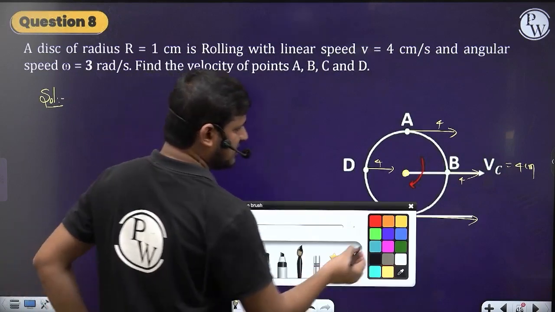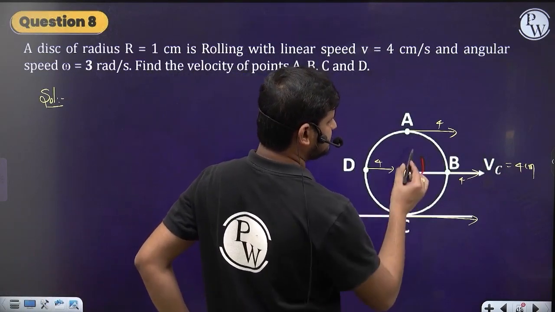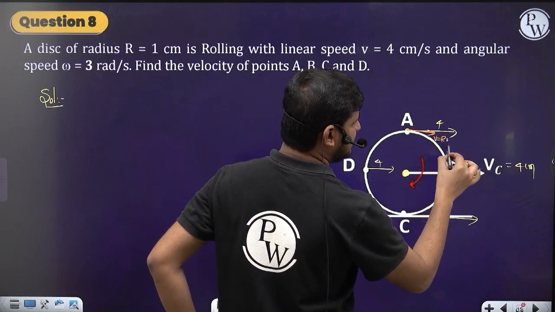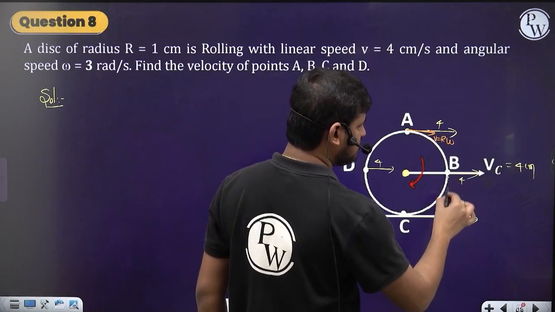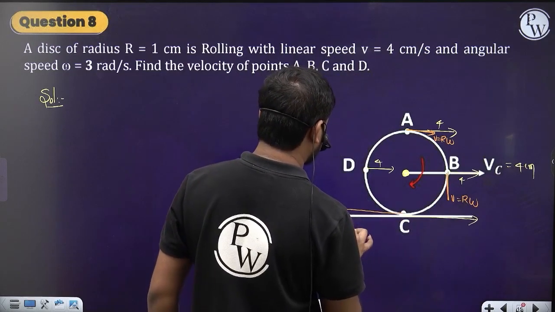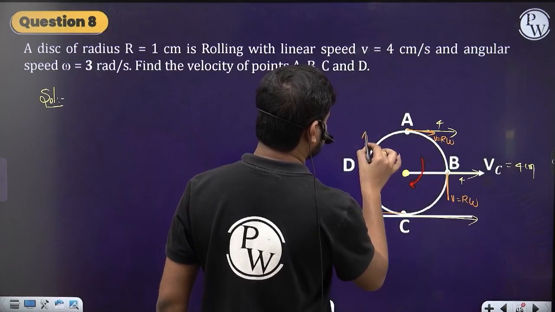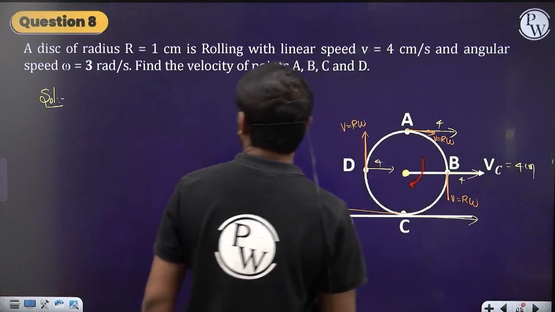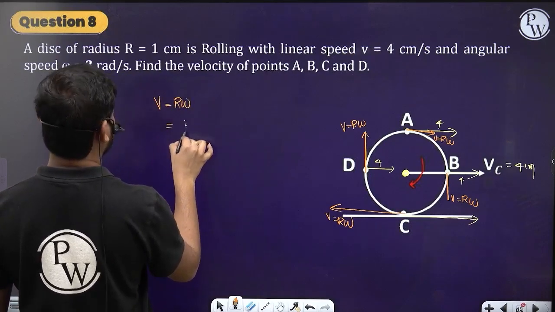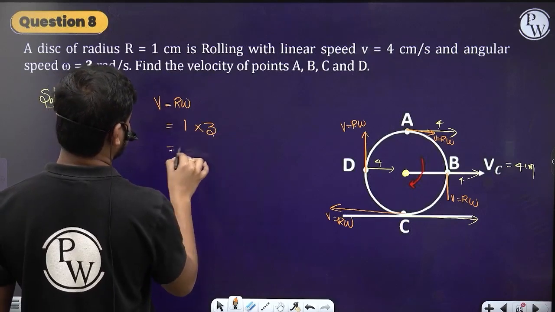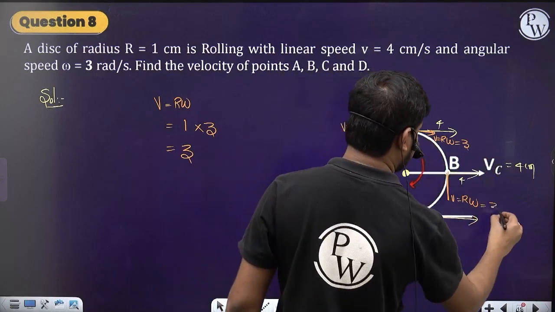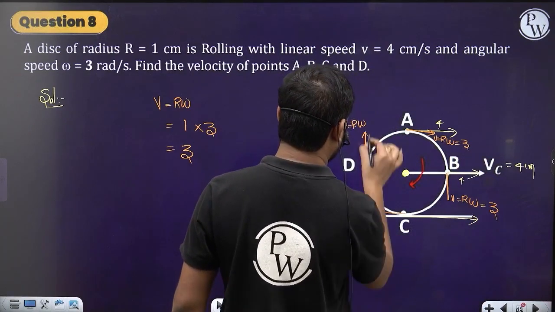The disc is rotating. So if it is rotating, shall I say that here the velocity v equals r omega will act this side? Yes or no? And here also v equals r omega will act this side, and this side also. So here also one more velocity v equals r omega will act. So what is that? v equals r omega. What is r? Radius, 1 centimeter, into omega, which is 3. So which is nothing but 3. So here 3 will be in this direction, here 3 in this direction, and here 3 in this direction.